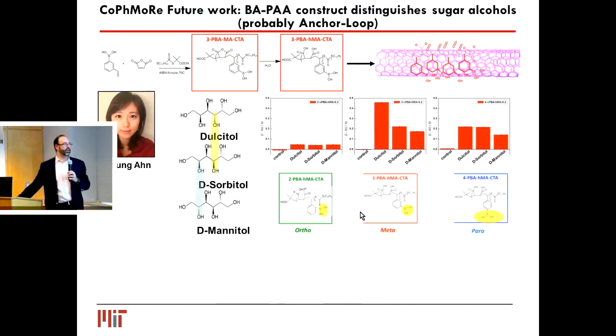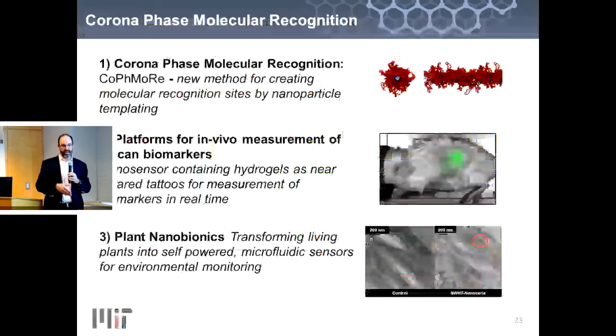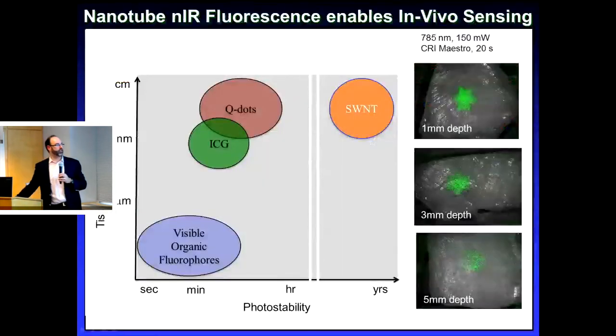So Jiyoung An, who's getting ready to graduate, showed that with this CoPhMoRe phase, if she puts the boronic acid group meta or para, she can actually distinguish between dulcitol and sorbitol, and that is very difficult from a molecular recognition standpoint. I believe it's the only synthetic molecular recognition platform that can do this. And if I had more time, I would show you. We actually have recognition sites for sucrose, but not glucose and fructose, and also we've been able to detect L-arabinose over ribose and D-arabinose. And so it's a powerful technique.